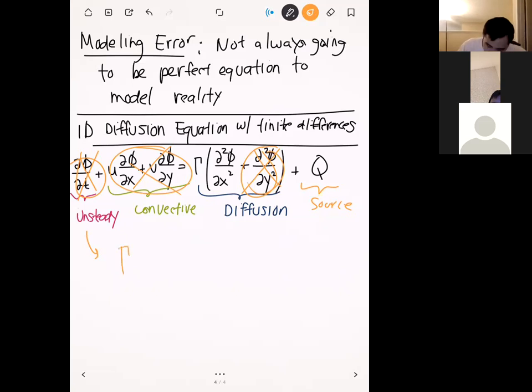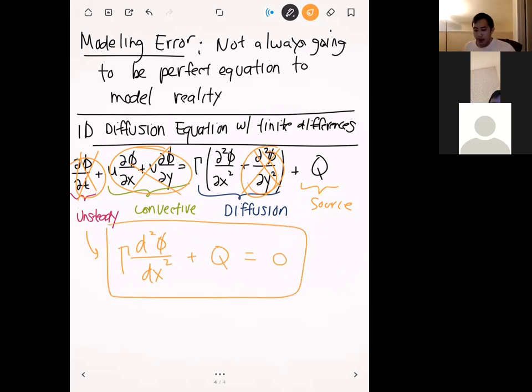Right? And so we have gamma. So remember, gamma is our diffusion coefficient. Okay. And then to that, we're going to add our source term. And then, because everything else canceled out, we're going to be equal to 0. Okay. And so this right here is our 1D diffusion equation.